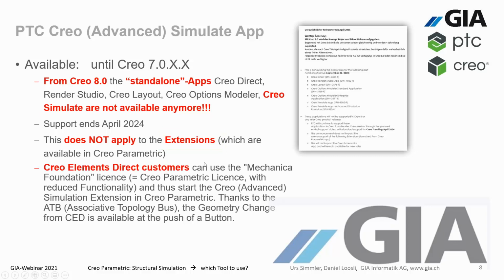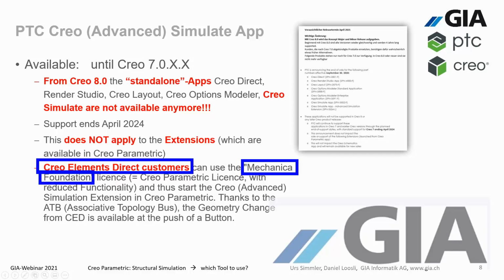Also, the Creo Elements Direct customers have a Creo Parametric license. Unfortunately, the name of that license is Mechanica Foundation. So if you still use the standalone app as a Creo Elements Direct customer, you just have to switch to the PTC Creo Parametric Mechanica Foundation license, and then everything works as before.